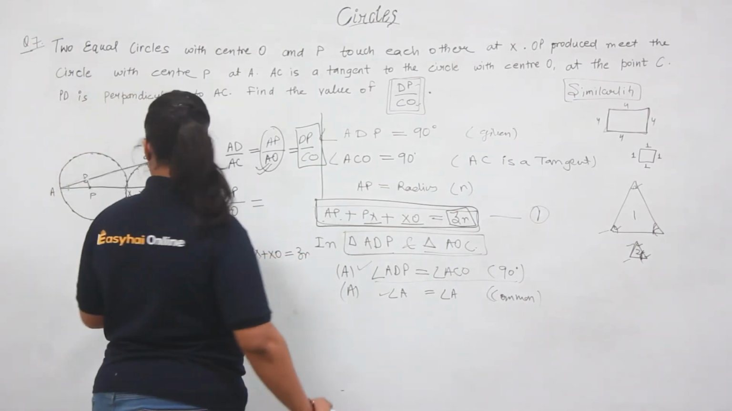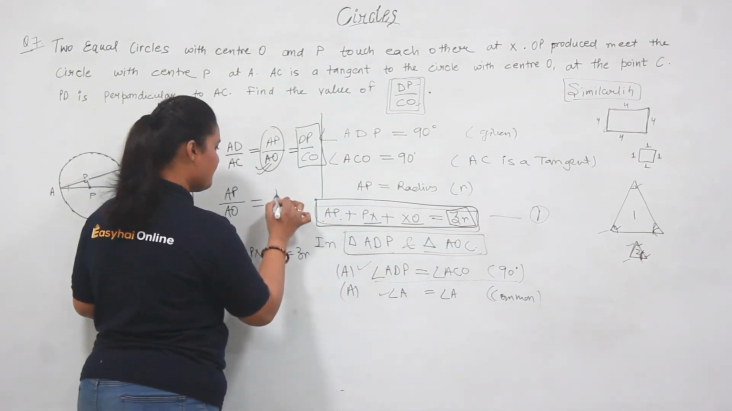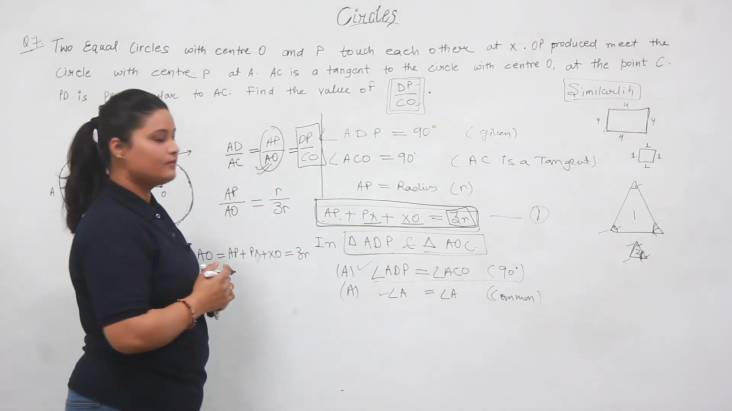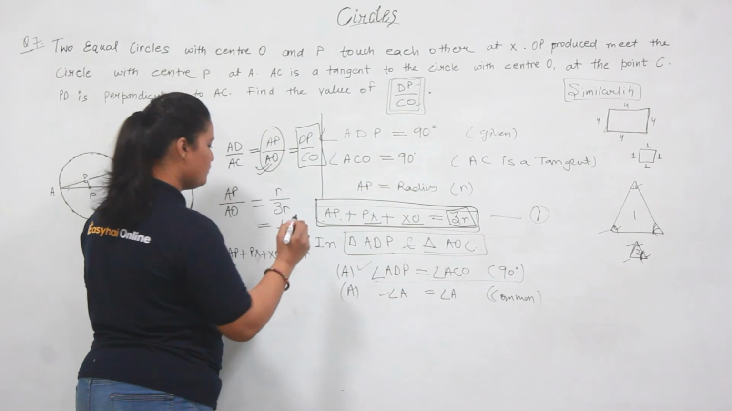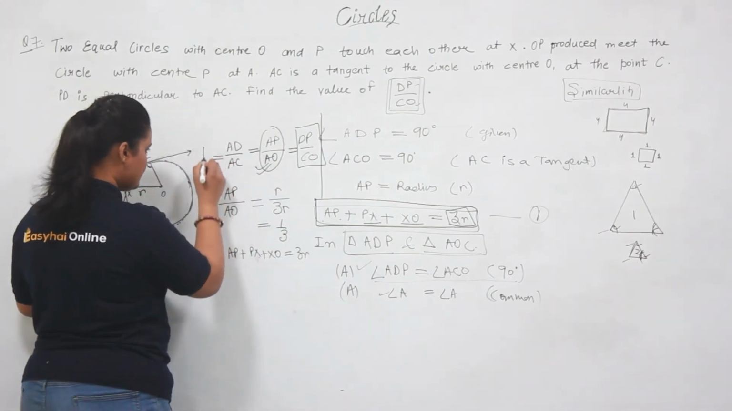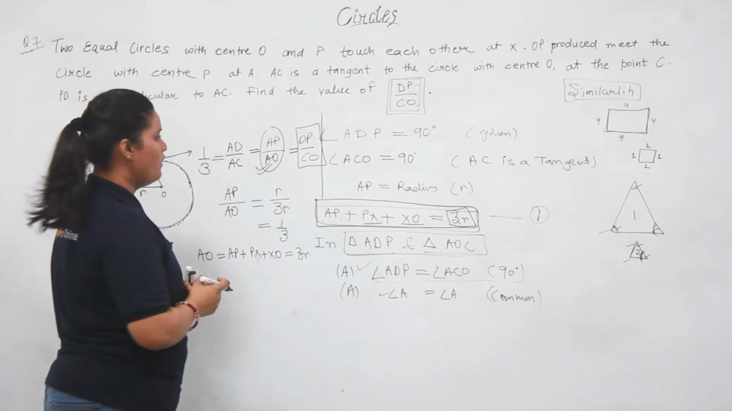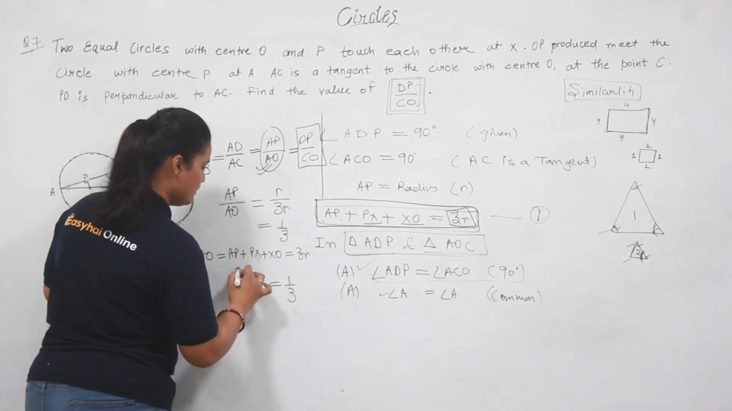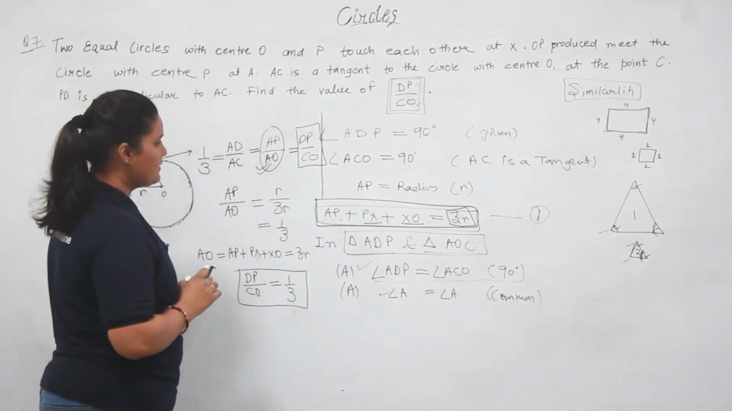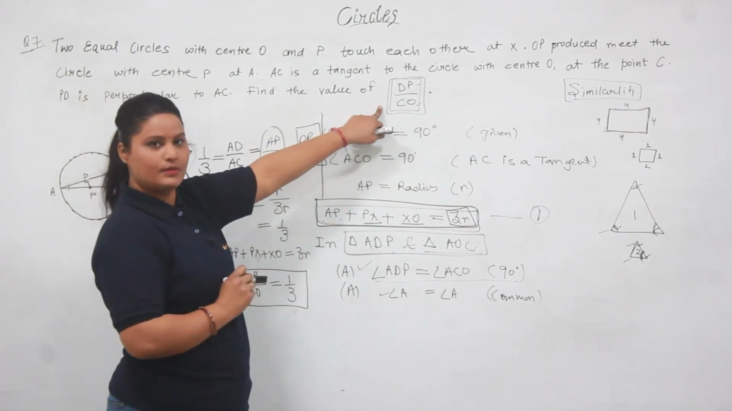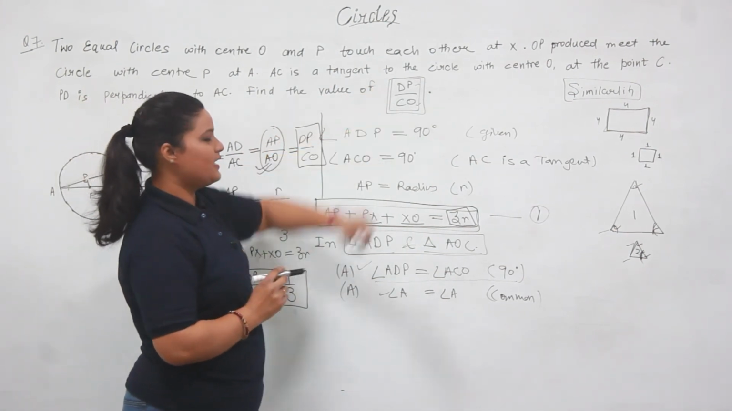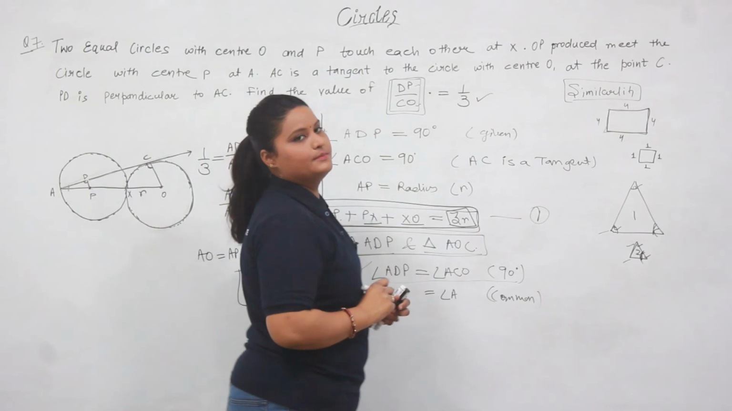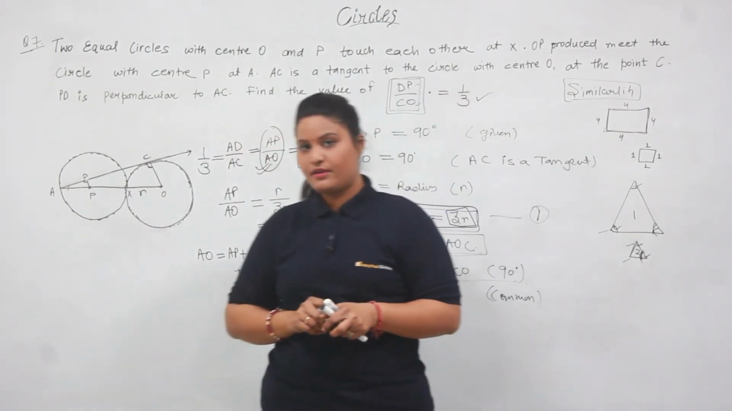Equal to what? 3R. And AP is what? AP is only 1R. So it will be R upon 3R. Now I can say it is equal to 1 upon 3. Now DP upon CO will also be equal to 1 upon 3. Hence the ratio of DP and CO is equal to 1 upon 3. Clear? I hope it is clear to everyone.